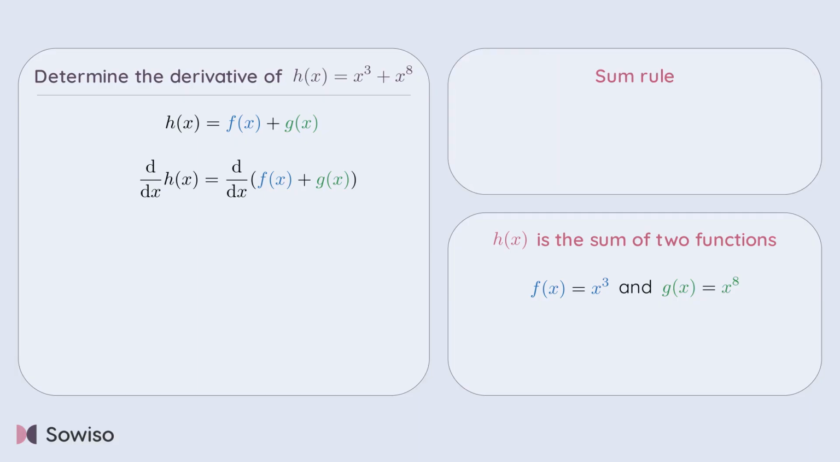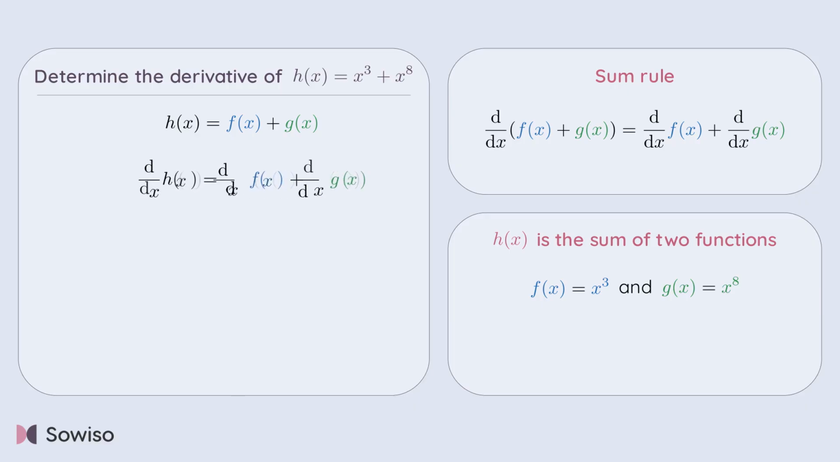According to the sum rule, the derivative of the sum of f and g equals the derivative of f plus the derivative of g. Applying the sum rule splits the derivative of h into the sum of two derivatives. We now differentiate f and g using the power rule.